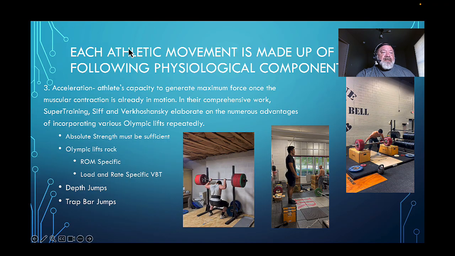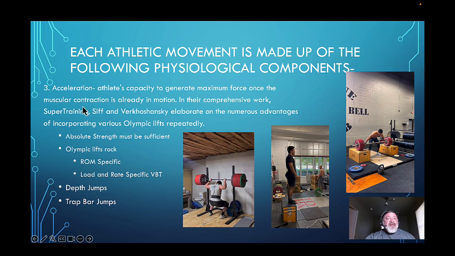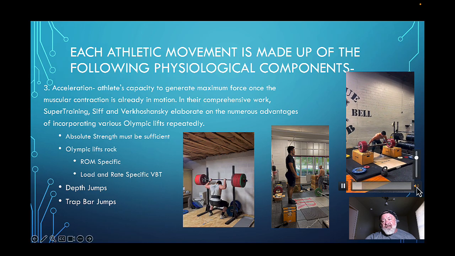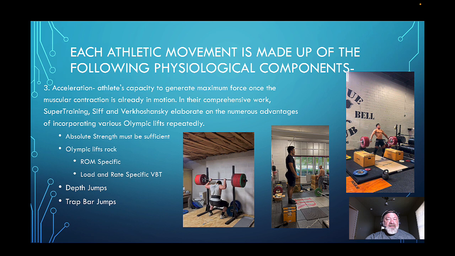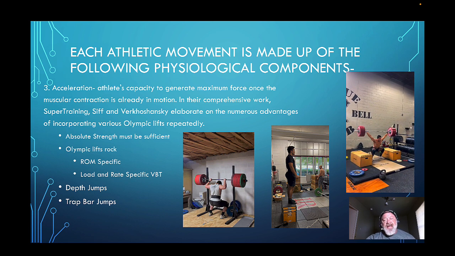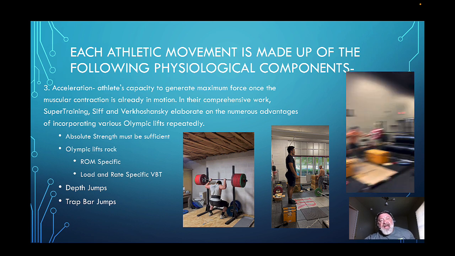Now, acceleration. Here's where it's important to listen. So, the athlete's capacity to generate maximum force once the muscular contraction begins. So Olympic lifts, it's hard to beat them, man. Look how quickly a guy weighing 170 can snatch 374 pounds. It's going to be very hard for anyone to sell me that there's something else that they can do to generate that much force at that high of a rate in the gym.